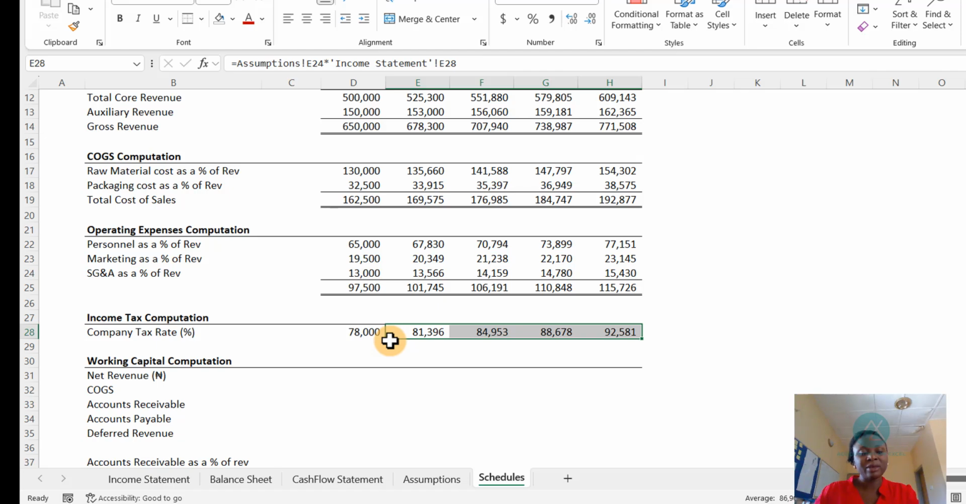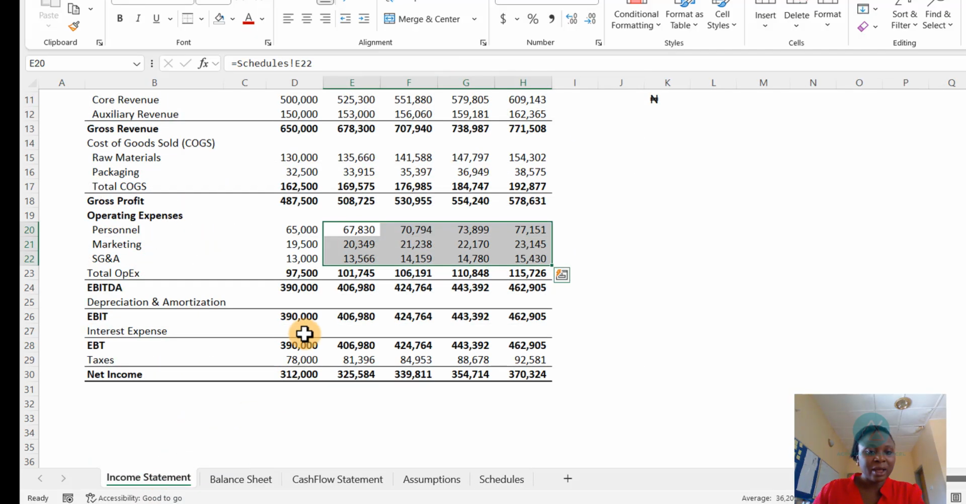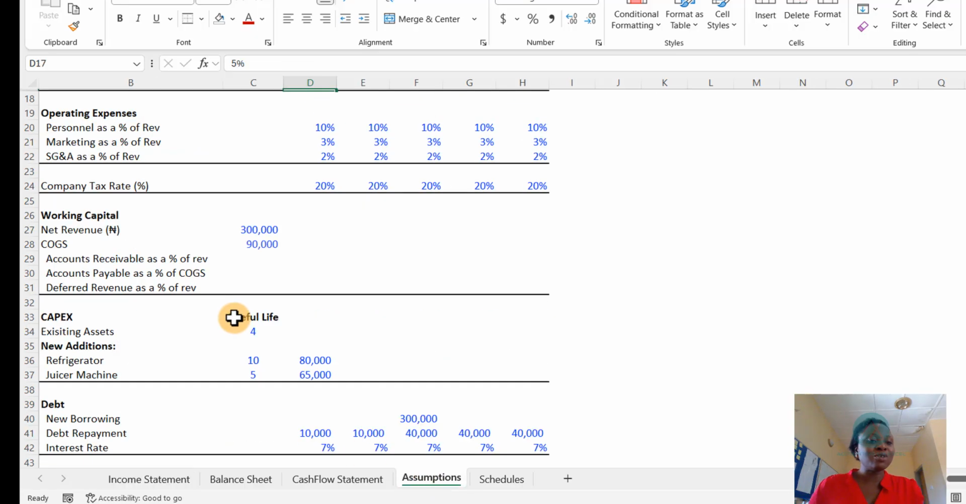Right, so we have our EBT, earnings before tax, and this is it. So you can just take it to your income statement. We already have it here. Good. I think I didn't clear the formula, so you just link it. So that's it for that. We now move to the next assumption, which is working capital. We've been given the previous year net revenue.